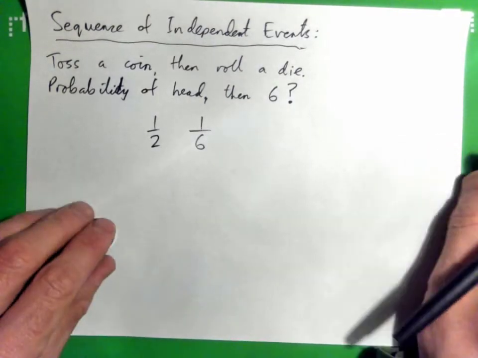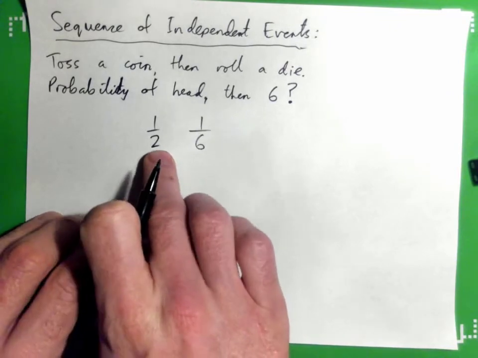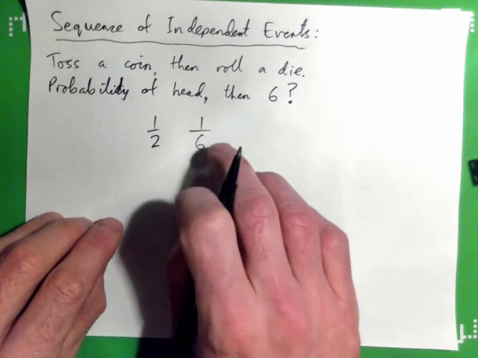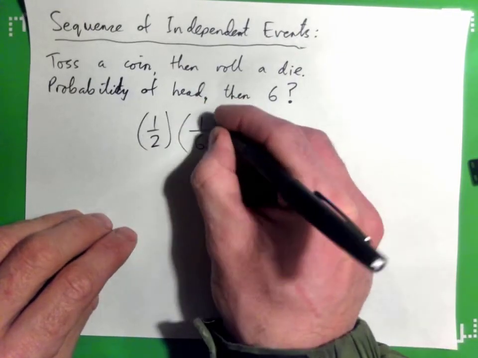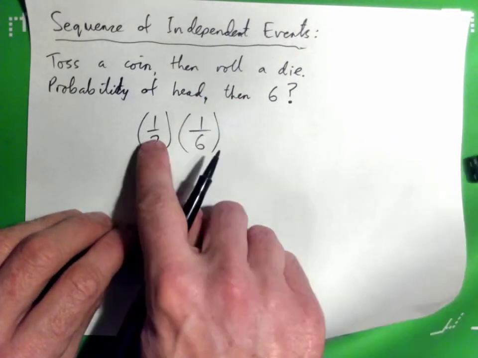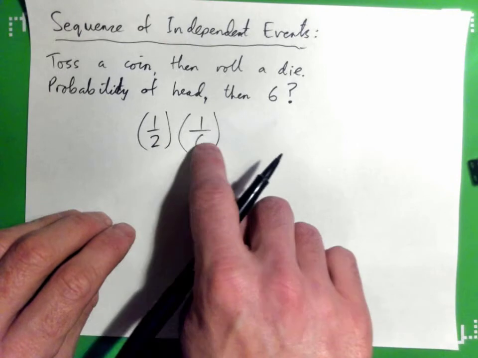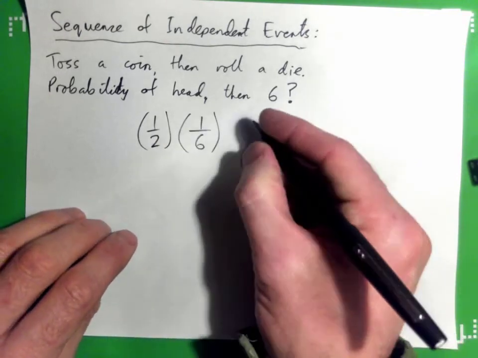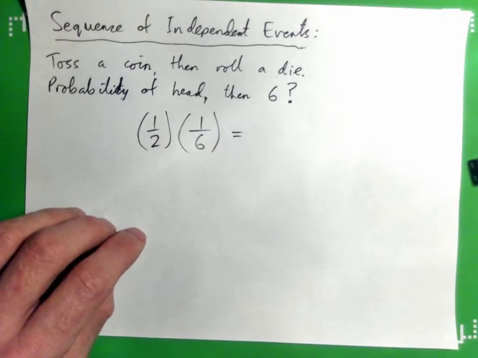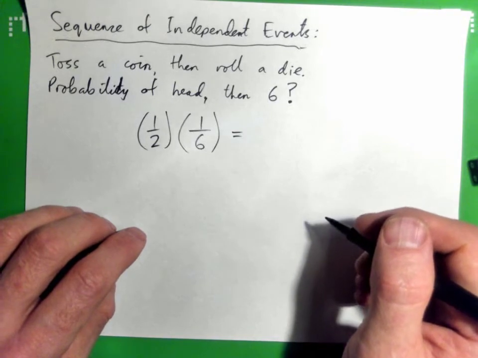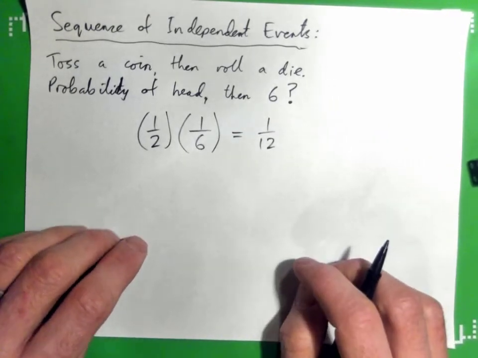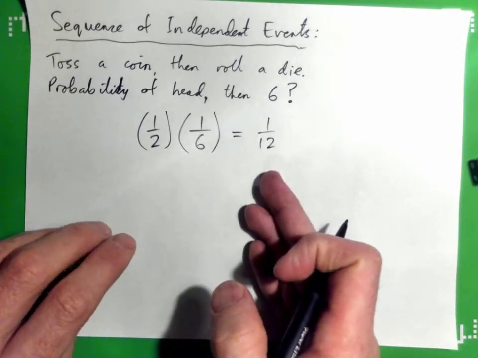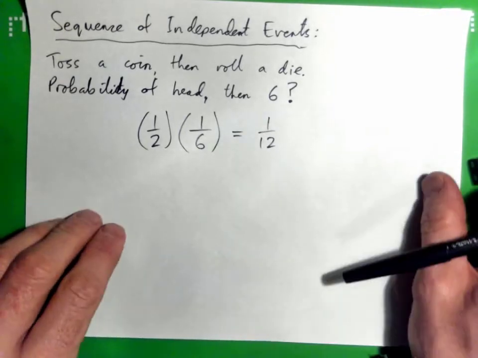So, in fact, the probability of getting a head and then rolling a 6 is you take the probability of the head and you multiply it by the probability of getting a 6. And what happens when you multiply these? You get 1/12. Okay. Now, why is that? Why can we just multiply? Is that something we're just going to remember?